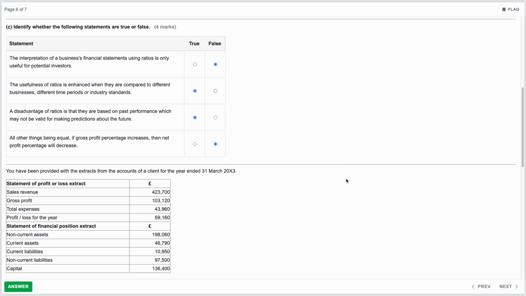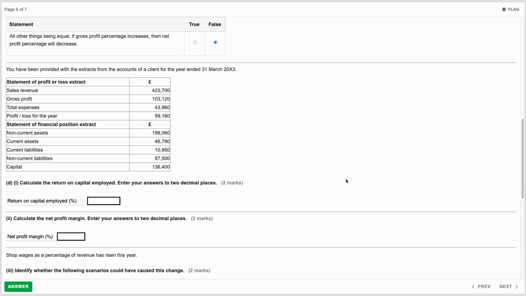Okay, so scrolling down. You have been provided with the extracts from the accounts of a client for the year end of the 31st of March 20x3. So we can see that we've got an extract from the statement of profit or loss, and we've got an extract from the statement of financial position. Part D then, calculate the return on capital employed. Enter your answers to 2 decimal places.